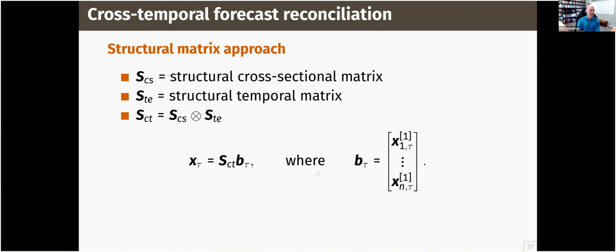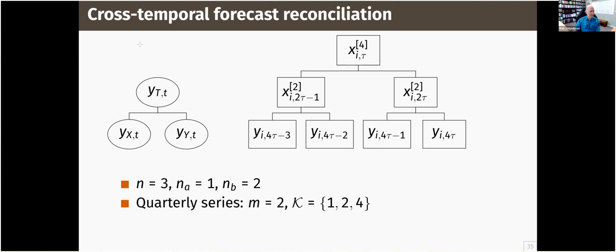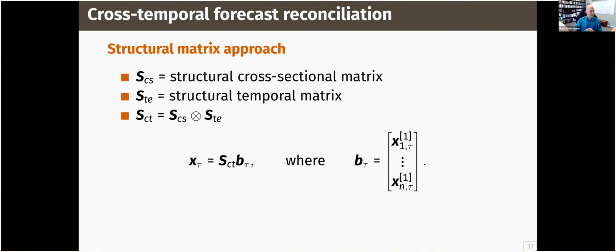So I can write down for this problem the structural cross-sectional matrix. So for this little example, that's just going to consist of a 1, a 1, a 1, a 0, and a 0, and a 1. So that's the cross-sectional structural matrix, this guy. So I'm going to call that CS for cross-sectional and S for the structural matrix.